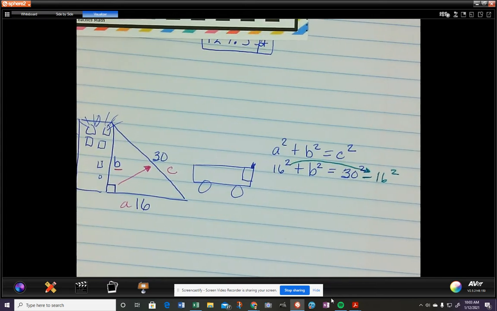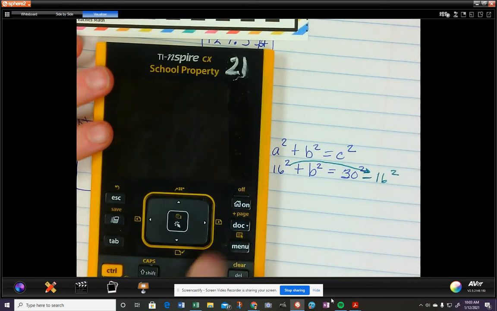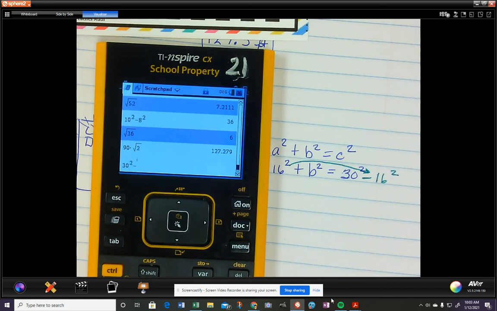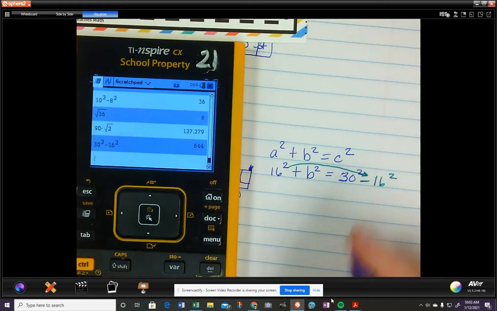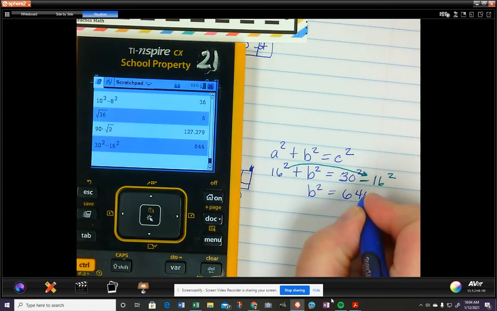Okay. So now I'm going to type into my calculator. Mine goes off quick. 30 squared minus 16 squared, and press enter. I get 644. So b squared is equal to 644.